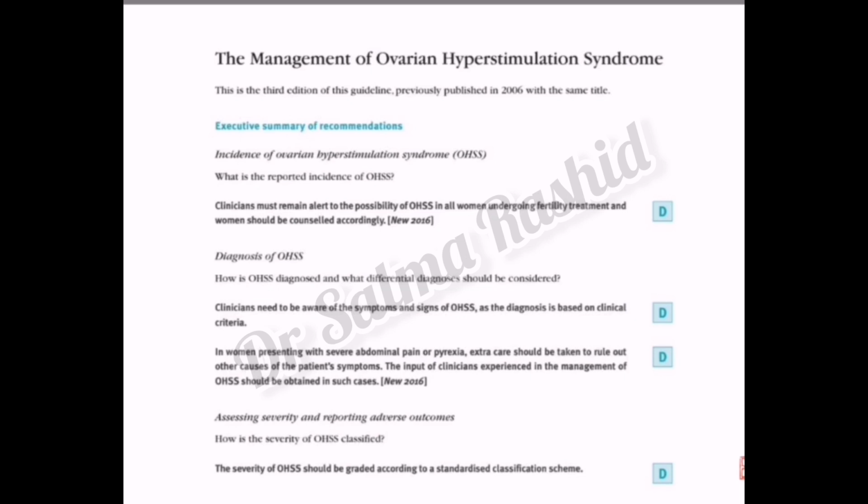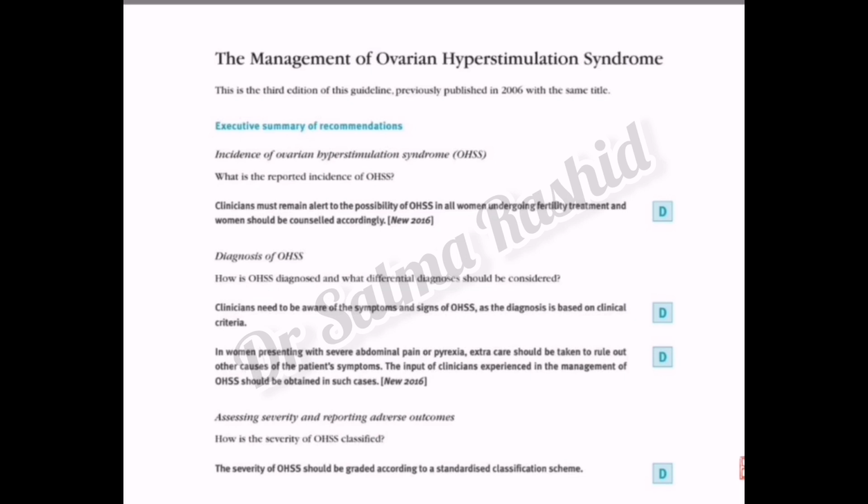Clinicians need to be aware of the symptoms and signs of ovarian hyperstimulation syndrome, as the diagnosis is based on clinical criteria. In women presenting with severe abdominal pain or pyrexia, extra care should be taken to rule out other causes of the patient's symptoms. The input of a clinician experienced in the management of ovarian hyperstimulation syndrome should be obtained in such cases.